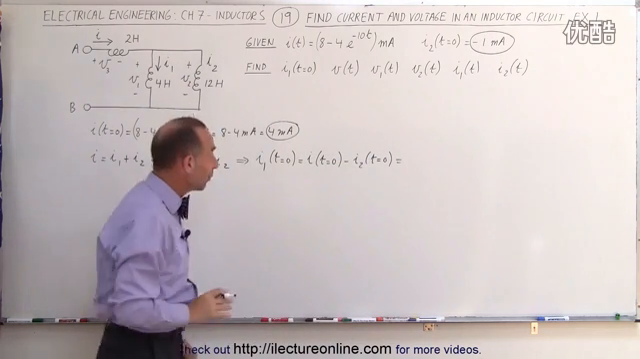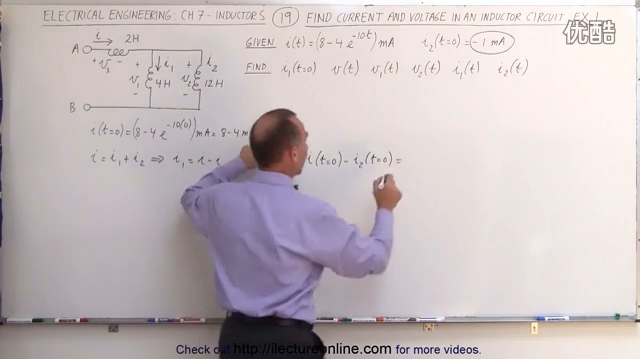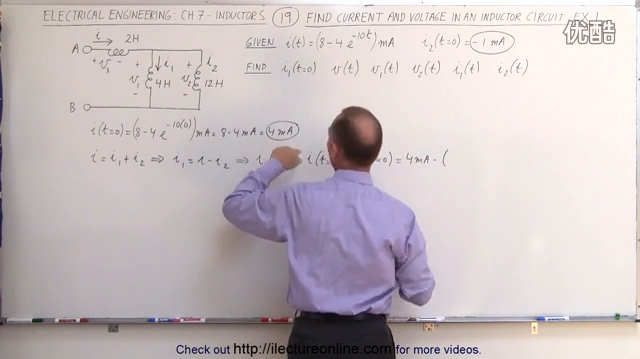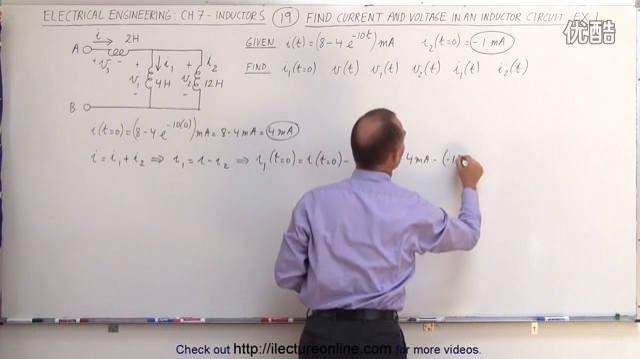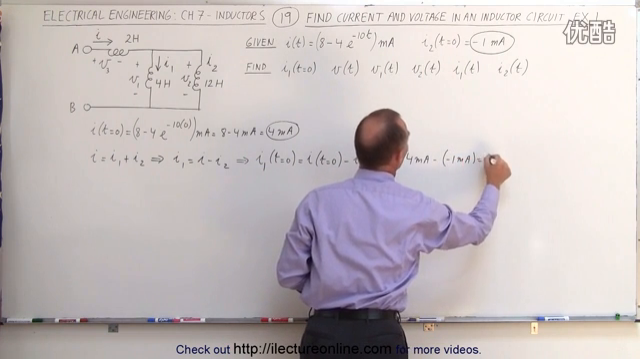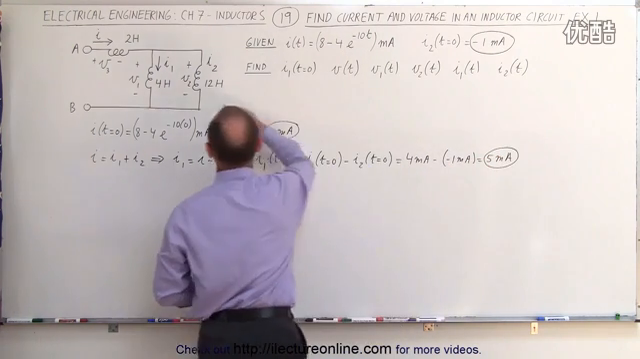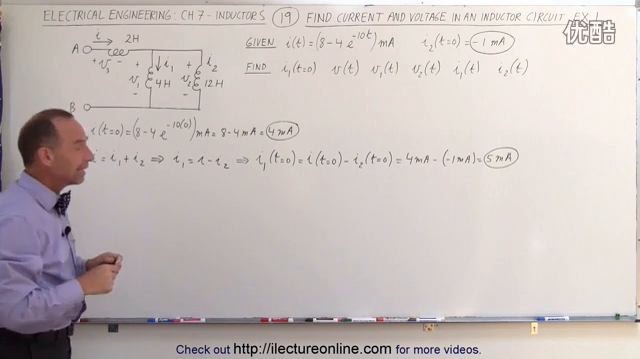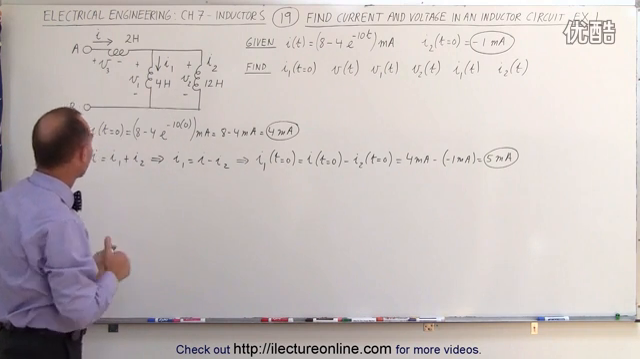Now let's find out what those are equal to. The current when t equals 0 right here is equal to 4 milliamps minus the current through I2 when t equals 0, which is a minus 1 milliamp, which means that we have an initial current of 5 milliamps through the first of the two branches in the parallel branch. So now we know the initial current in all three inductors.